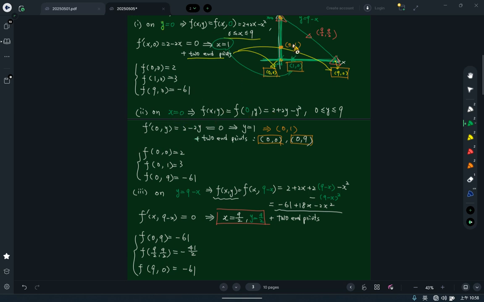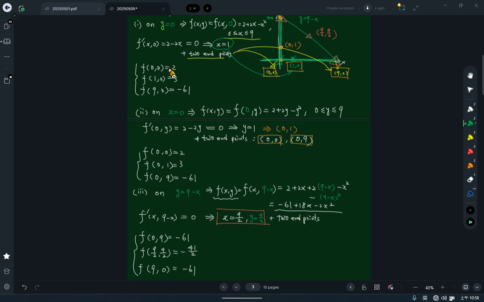If we focus on x equals to 0, these 3 points are candidates. This one, then this one, right? If we focus on y is equal to 9 minus x, we will focus on these 3 points. Of course, some of them are just duplicated, right? For example, (0, 0) or (9, 0) is just duplicated. But in total, maybe we just need to take care of these 9 points, even though some of them are duplicated.